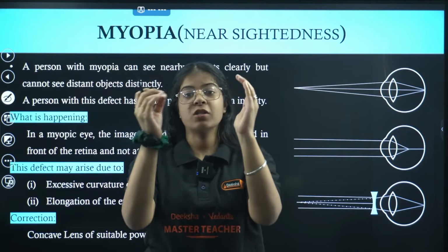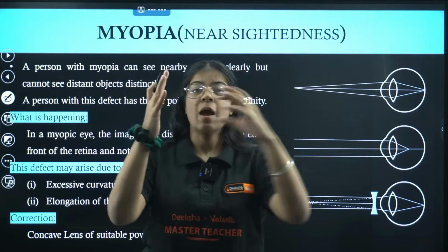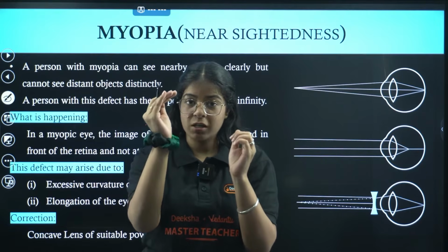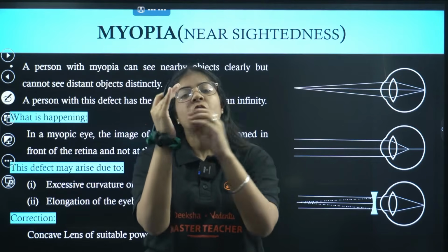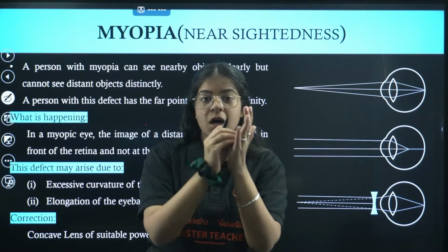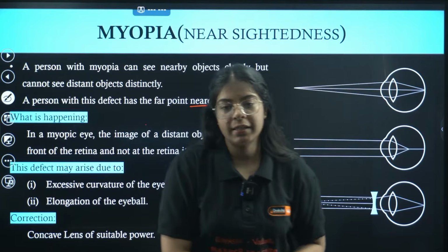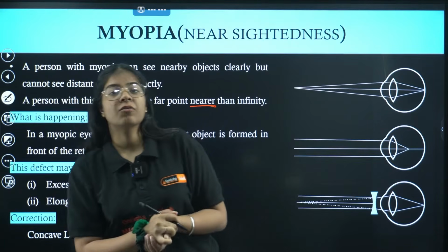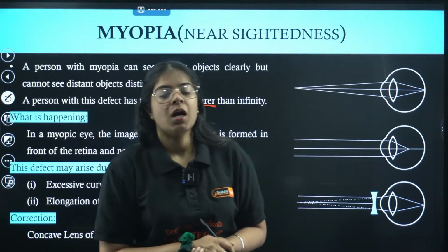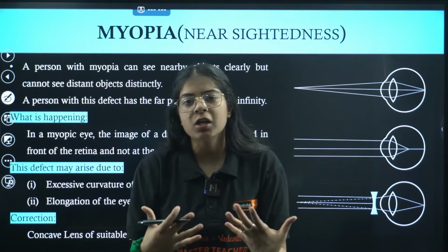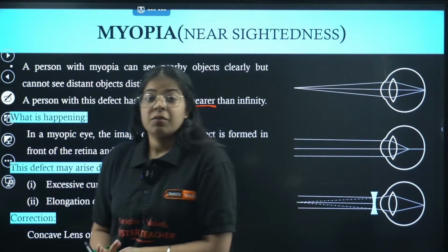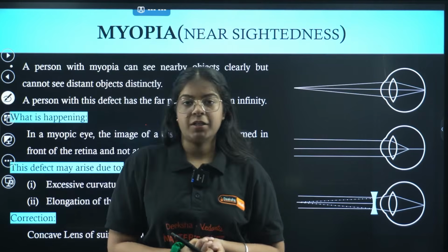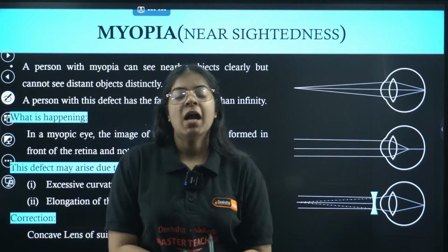So instead of focusing on the retina, it will start focusing behind the retina. Or if it curves more than it should, it starts forming the image before the retina. So excessive curvature of the eye lens is also a reason for this defect. Now the correction: we need the image to be formed at the retina, but it is not forming at the retina. What should be done?